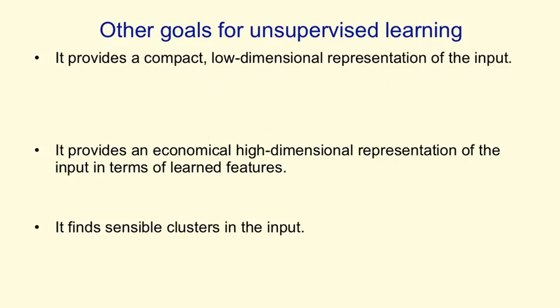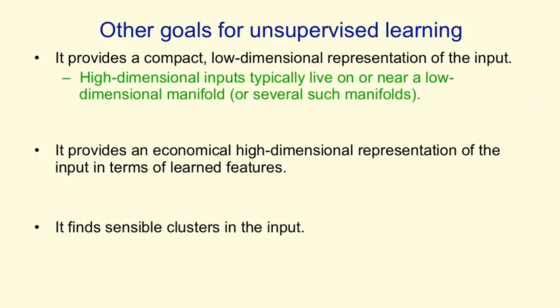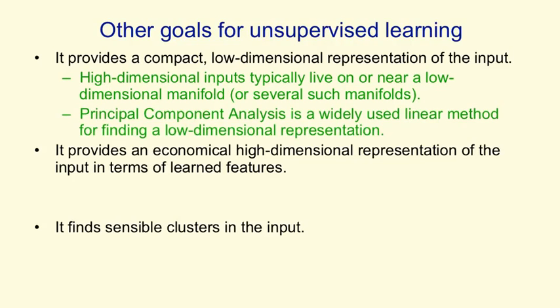Other goals for unsupervised learning are to provide compact, low-dimensional representations of the input. So, high-dimensional inputs, like images, typically live on or near a low-dimensional manifold, or several such manifolds in the case of the handwritten digits. What that means is, even if you have 1,000,000 pixels, there aren't really 1,000,000 degrees of freedom in what can happen. There may only be a few hundred degrees of freedom in what can happen. So what we want to do is move from 1,000,000 pixels to a representation of those few hundred degrees of freedom, which would be equivalent to saying where we are on a manifold. Also, we need to know which manifold we're on. A very limited form of this is principal components analysis, which is linear. It assumes that there's one manifold, and the manifold is a plane in the high-dimensional space.